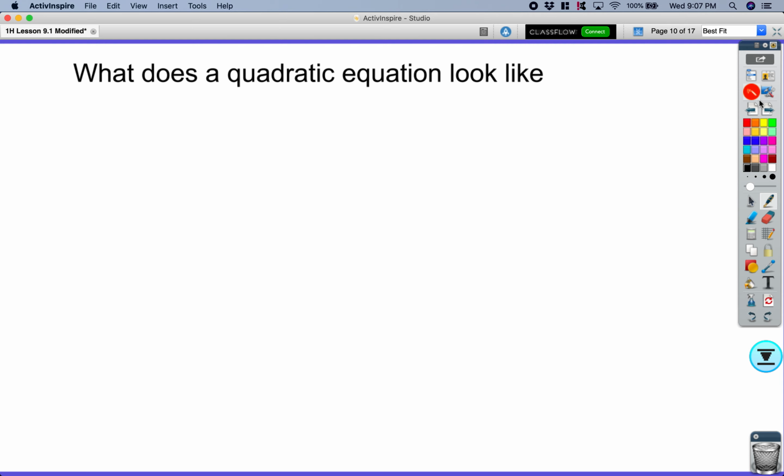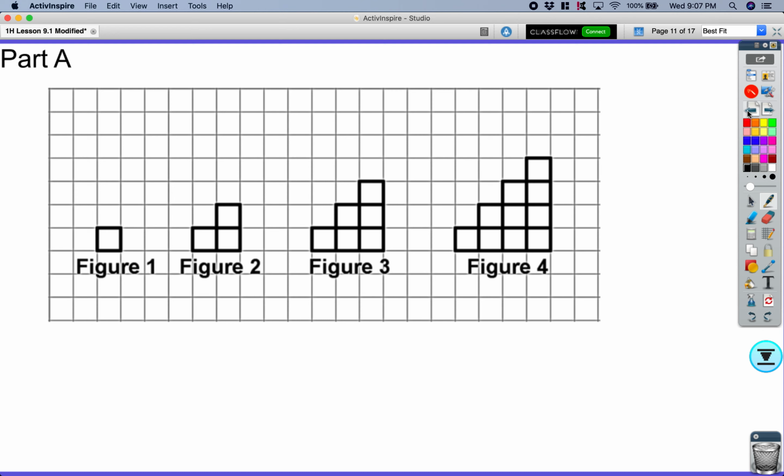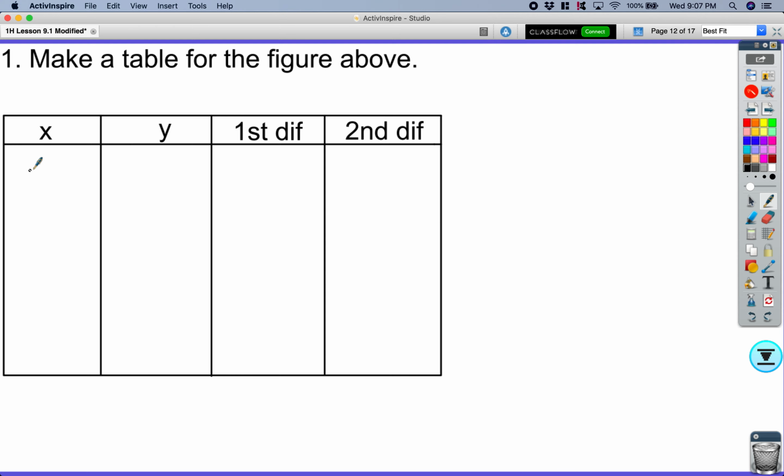We're going to look at a familiar table really quickly. It's the same one we had previously: 1 block, 3 blocks, 6 blocks, 10 blocks. We'll go ahead and make a quick one. So I have x values 1, 2, 3, 4, and I even had the 5. My y values were 1, 3, 6, 10, 15. My first differences were 2, 3, 4, 5. And my constant second difference was 1, 1, and 1.